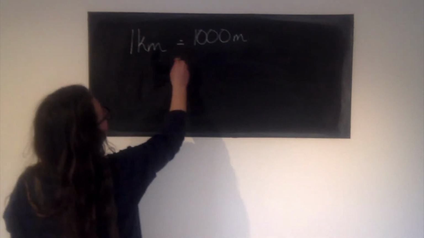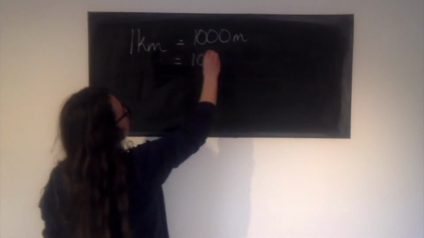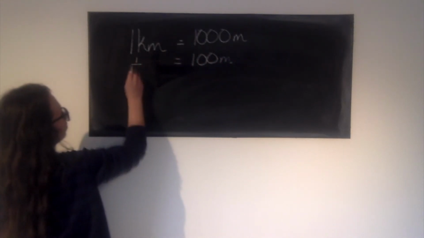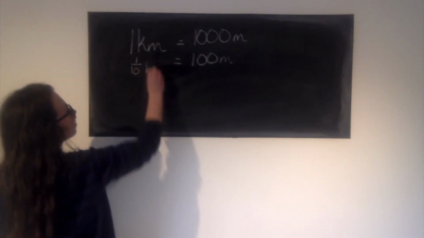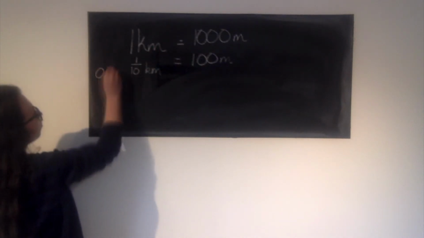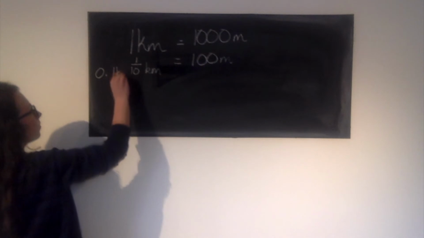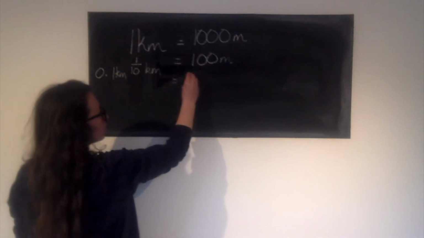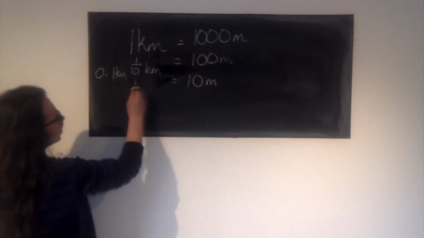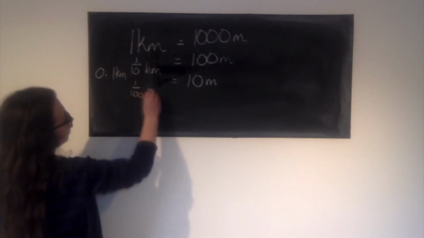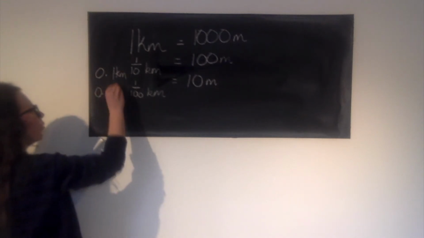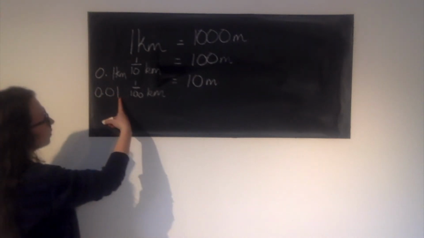So that means that 100 metres is 1/10 of a kilometre. So 10 lots of 100 metres is a kilometre. As a decimal, that's 0.1 kilometres. If we go even smaller, so 10 metres is equal to 1/100th of a kilometre. And as a decimal, we know that's 0.01 of a kilometre, hundredths.